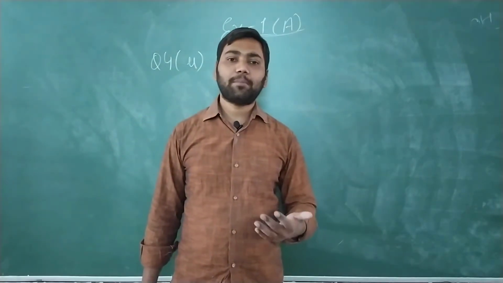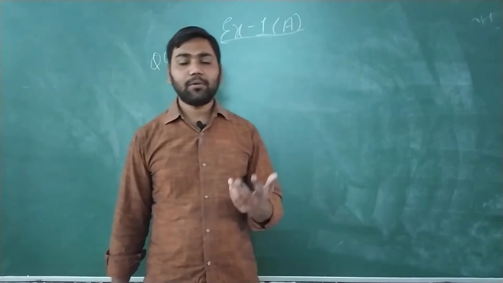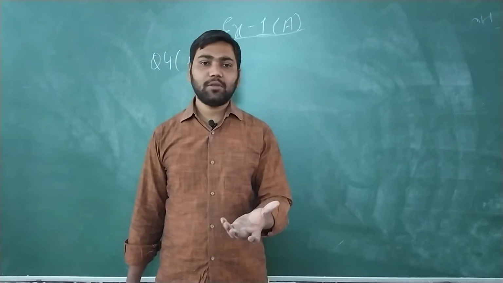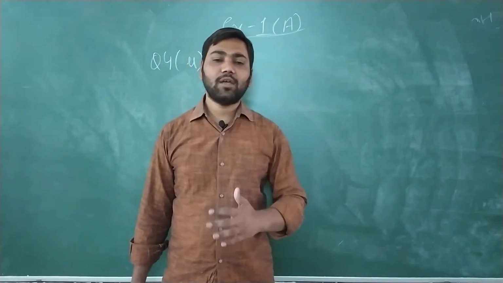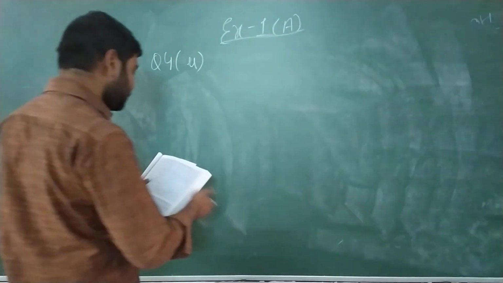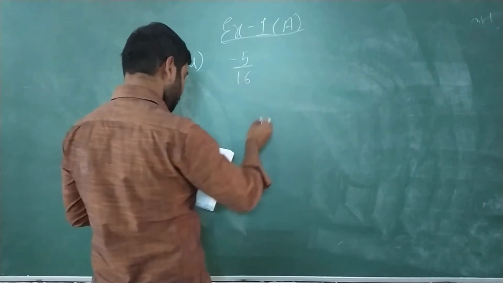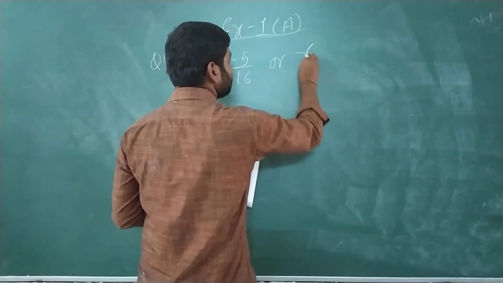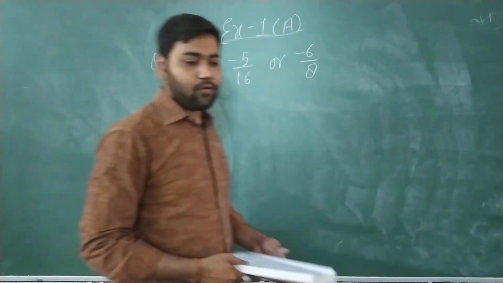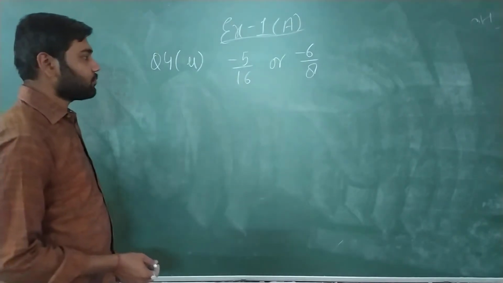In comparison we will see that between two numbers one number will be greater, the other will be smaller, or maybe both numbers can be equal. So this is the way of finding the comparison. The question is minus 5 upon 16 or minus 6 upon 8. We have to find which number is greater, that means comparison.